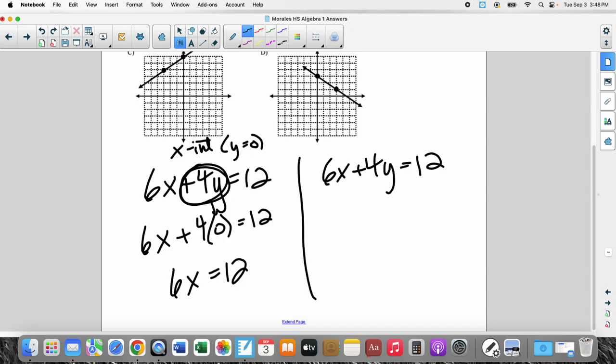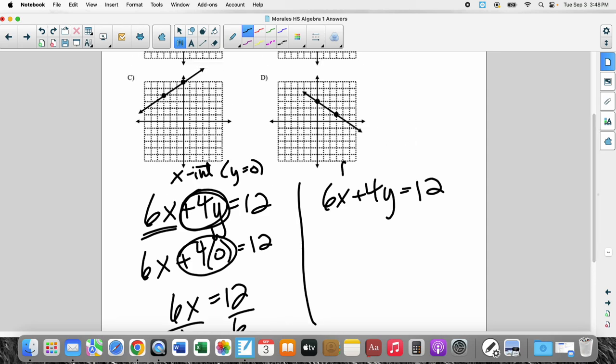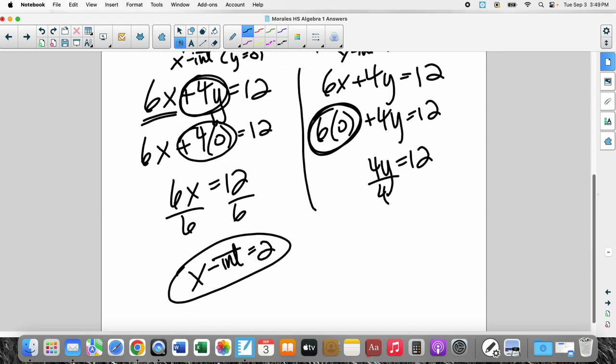So if you see this, what's going to happen to this term? Well, it's going to be multiplied by 0, and it goes away. It's equal to 0. So you're only left with 6x equals 12. So that's easy to solve for. So my x-intercept is going to equal 2. And if we wanted to find the y-intercept, we know that our x value is always going to be 0. And what's going to happen to this term right here? 6 times 0 is 0, and you're left with just 4y equals 12, and that's easy to solve.